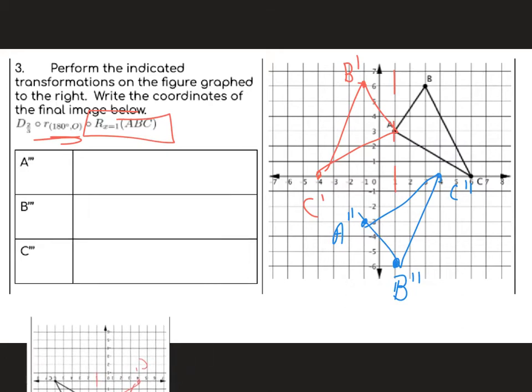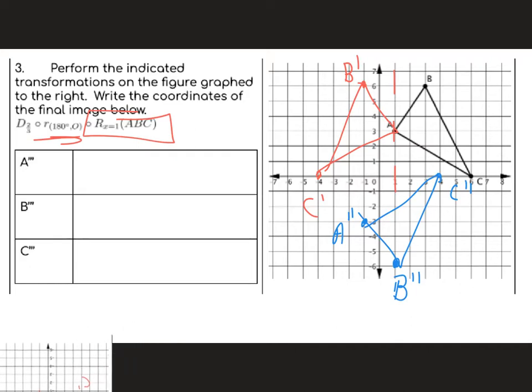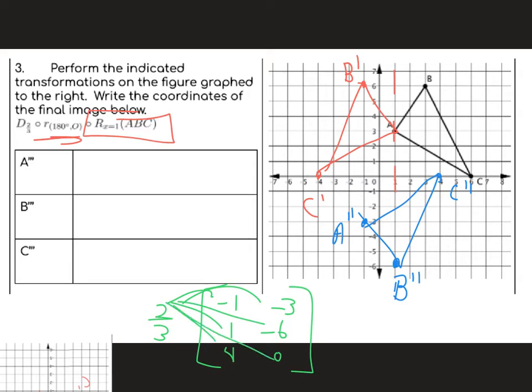And then a dilation by 2/3. So I think the easiest way to do that might be to write things down. So I'm going to go ahead and write down A is at (-1, -3), B is at (1, -6), and C is at (4, 0). I'm going to set this up as a matrix. You don't have to do that. So you're going to do 2/3, and you're going to multiply that into all of these pieces.